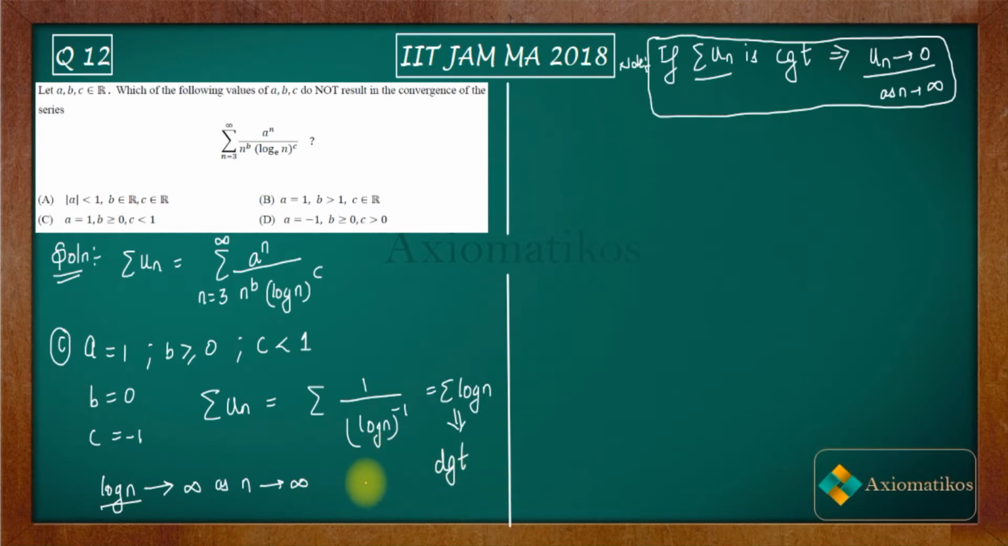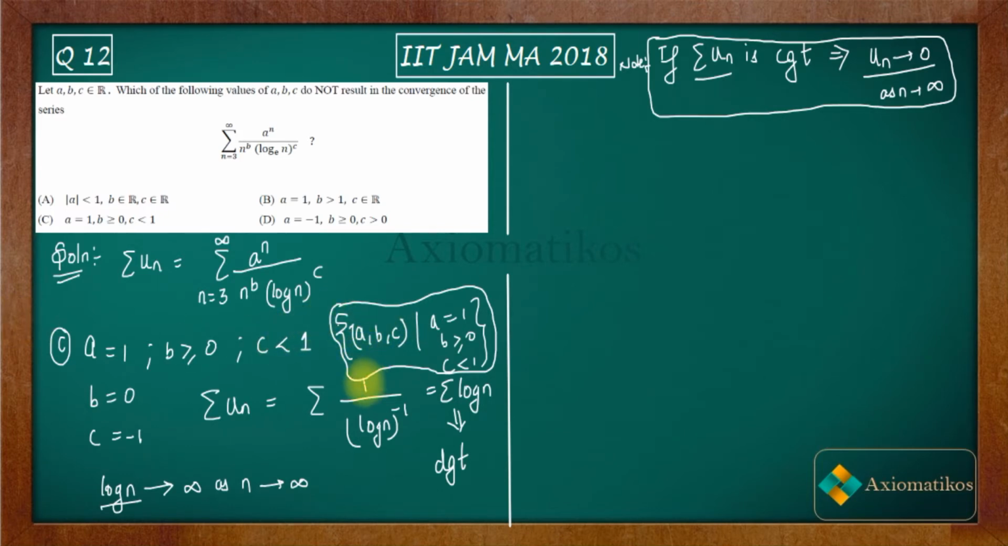Alright, what I was telling you is that inside this set, what is that set? Let me write this set properly. It consists of ordered pairs a, b, c such that a is 1, b is greater than 0, and c is less than 1. This is your set. So inside this set we got a value such that your series is divergent. That means this set is not implying that your series will converge. I am not saying that for every value this is happening. It may happen that for some values it will converge.